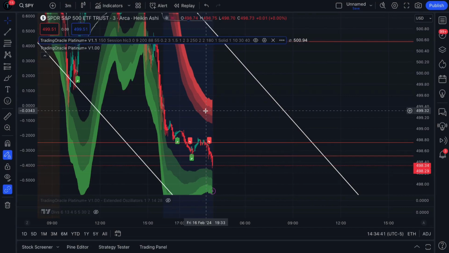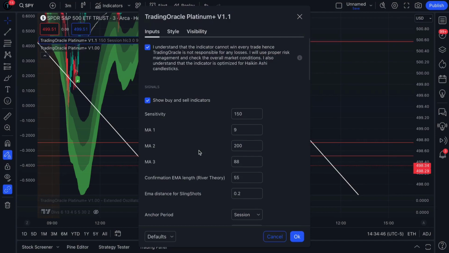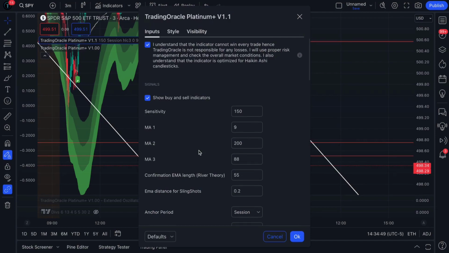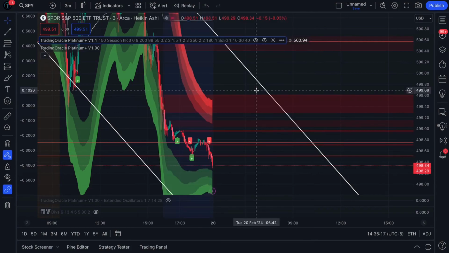So we're going to jump right in here. I do not have them activated right now, so I'm going to go into these settings here. If you have the most recent version, it's going to be Trading Oracle Platinum V1.1. I'm going to scroll all the way down here, and you can select Show Order Blocks. I've got the candle range at 40. I think that may be default. If not, you can just change that to 40. I do not have the break of structure lines for bearish or bullish on right now. I will show you what they are in just a little bit. I just want to show you how it works and what these things are.